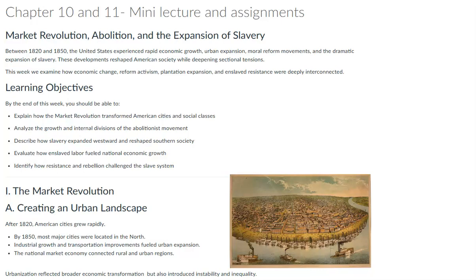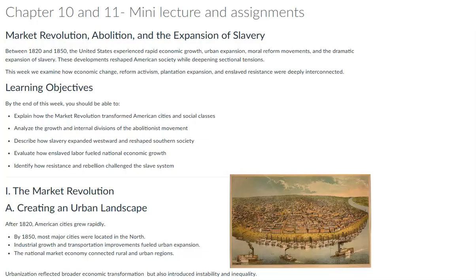This week we are going to look at chapter 10 and chapter 11 from our textbook. So I want to start with this as we're going over chapter 10 and 11. How could the United States become more democratic, more prosperous, and more powerful, while at the same time becoming more unequal, more violent, and more divided?